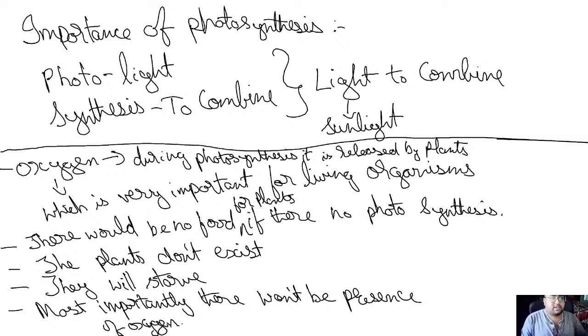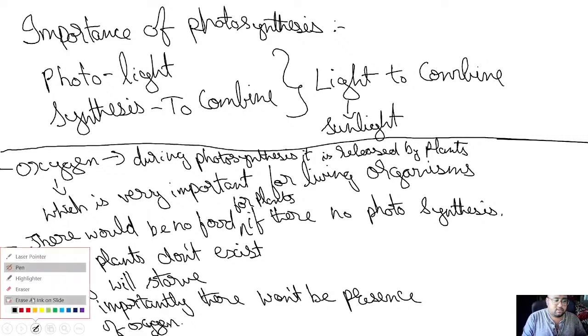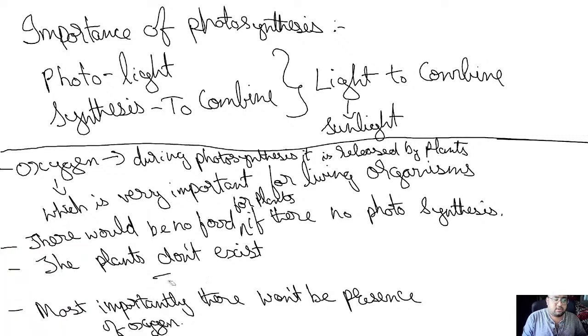I'll tell you all once again from the beginning. We are discussing the importance of photosynthesis. If we split it, photo means light and synthesis means to combine. Light means sunlight. During photosynthesis, oxygen is released, which is very important for living organisms. If there is no photosynthesis, there would be no food for plants, and the plants don't exist. And most importantly, there won't be presence of oxygen, so survival.